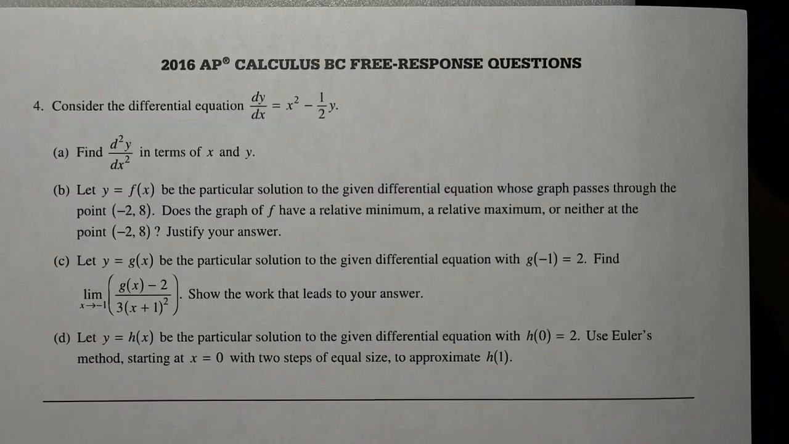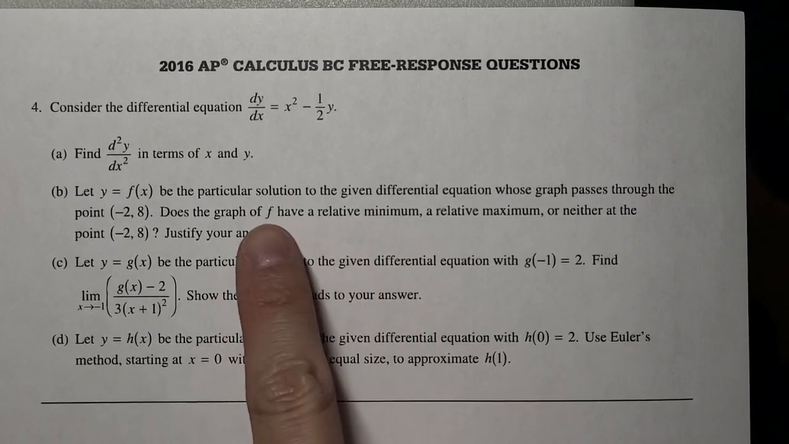Part B, let y equals f of x be the particular solution to the differential equation whose graph passes through the point (-2, 8). Does the graph of f have a relative min, relative max, or neither at the point (-2, 8)? Justify your answer. This is a very typical conceptual question on using the first and the second derivative to determine max/min. Let's understand how this works.